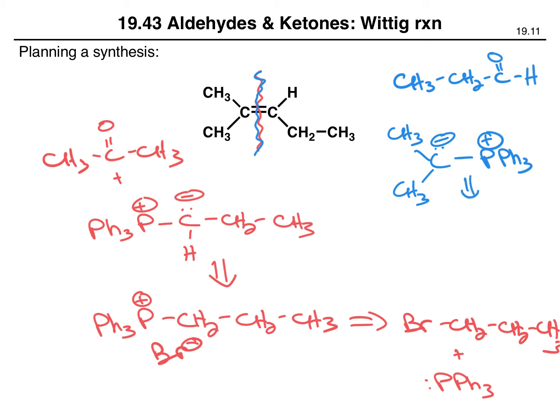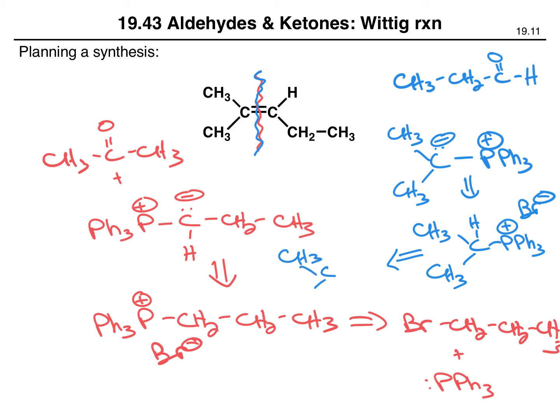The ylide could be made from this phosphonium salt with the Br minus as the counterion, and then that could be made from this plus triphenylphosphine. So again, let's think of it in the forward direction.